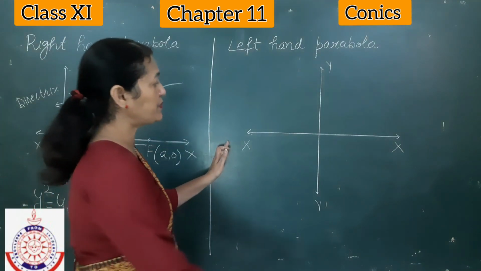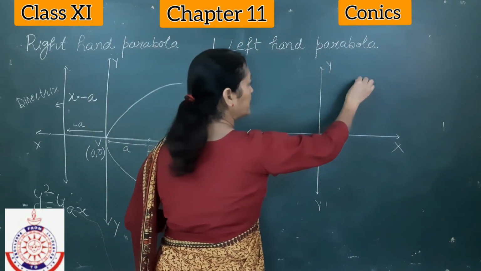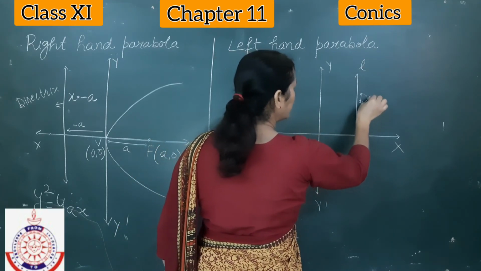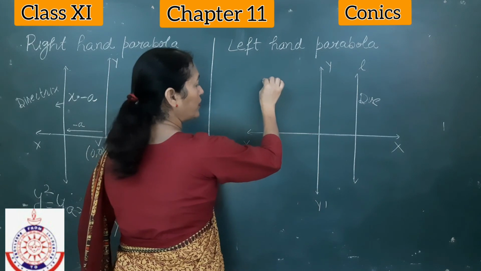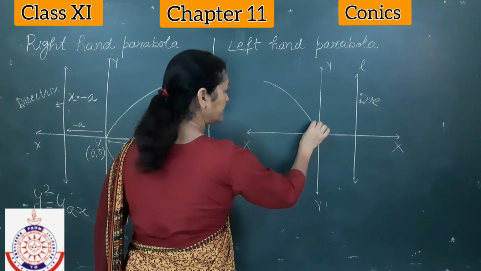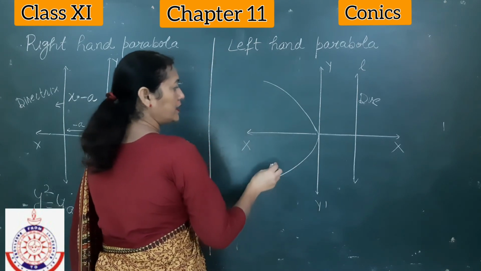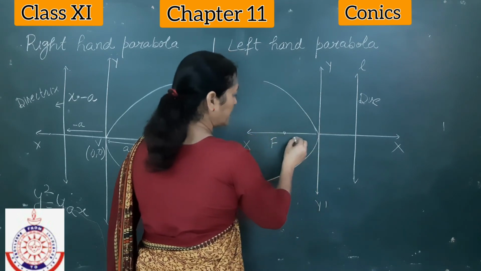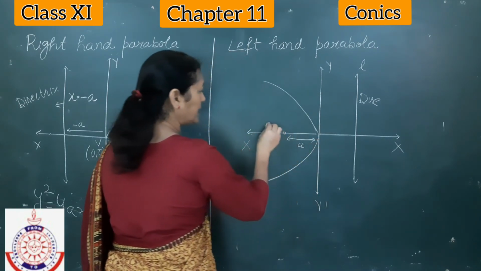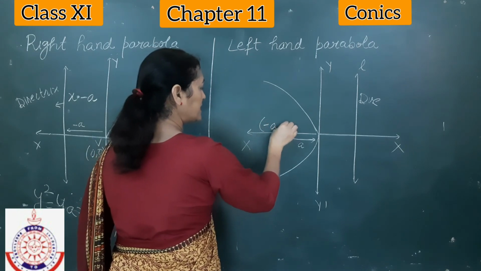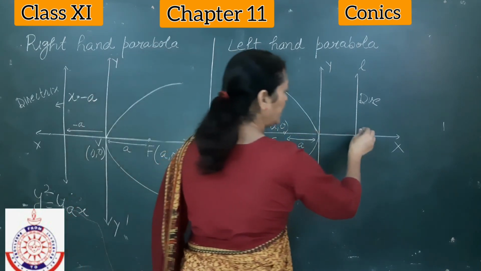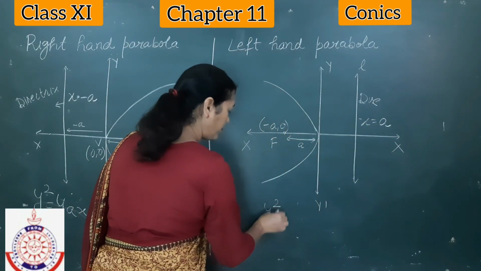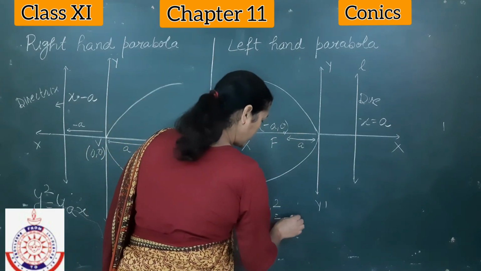In case the parabola is formed on the left hand side of the directrix, then the focus, on the x-axis, will again be at a units, but its coordinates will be minus a and 0. Now the directrix would be x equals a, and the equation of the parabola in case of left hand will be y square equals minus 4ax.